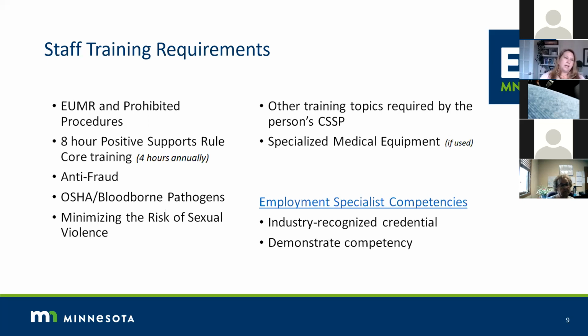245D also indicates that as an employment agency, you need to make sure staff meet the employment specialist competencies. And so I have a link there, that blue font is a link. You can click on that to go and read what those competencies are. You'd want to make sure that you're teaching staff to those measurements and then somehow assessing their competency and documenting that they're competent.